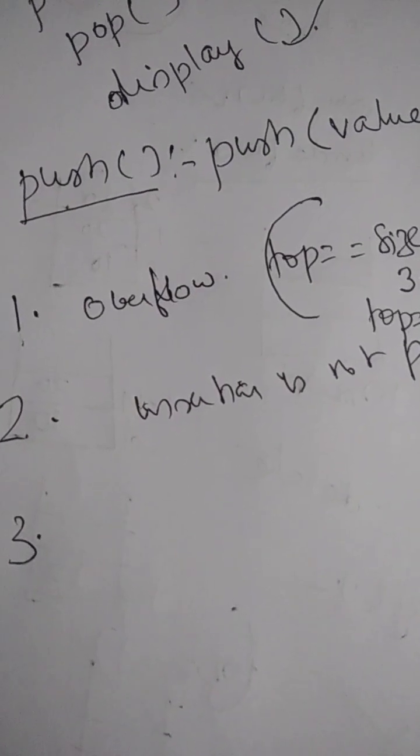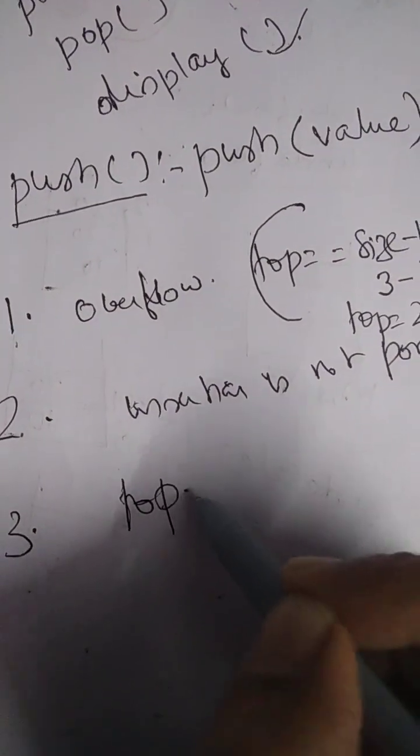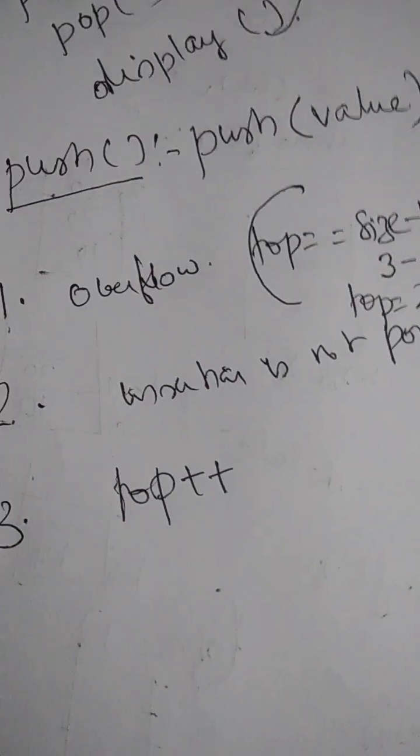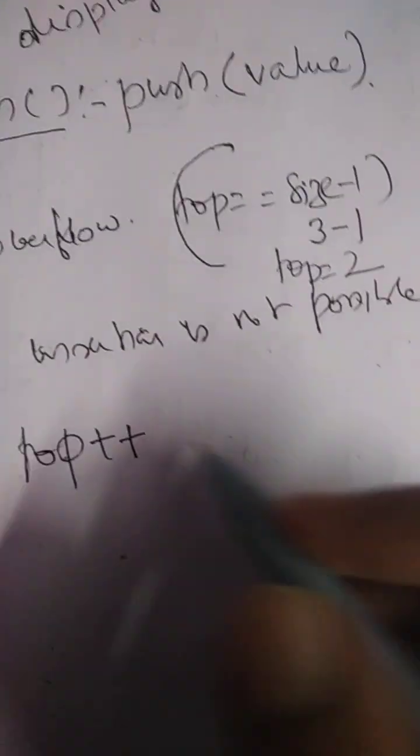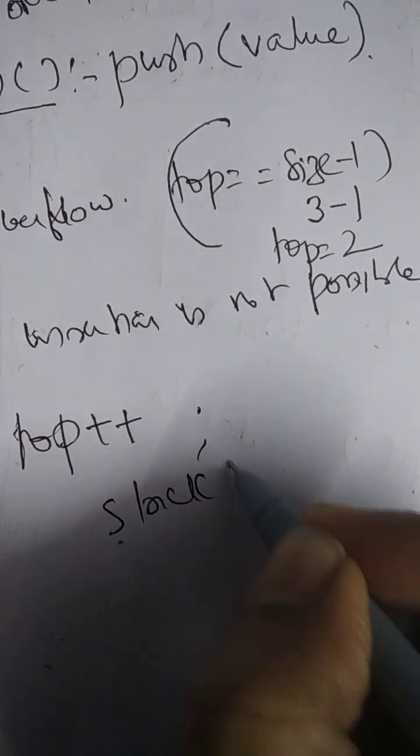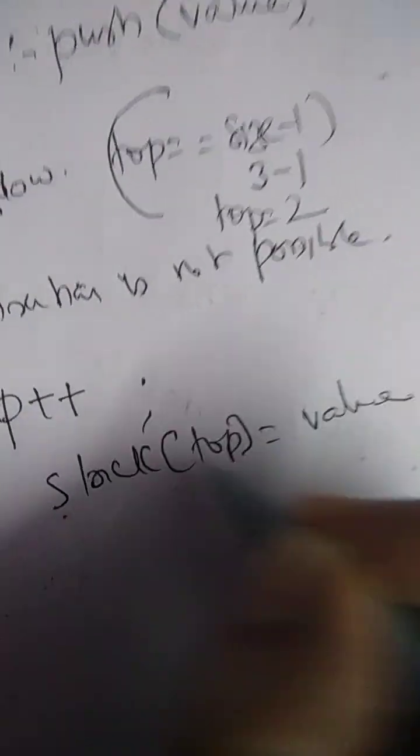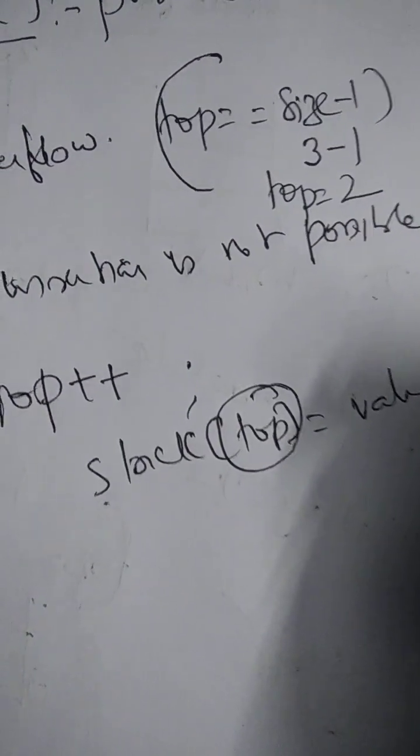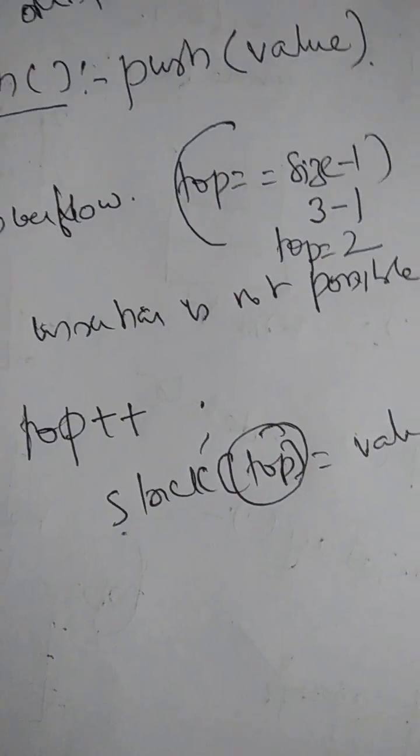Right. Next, step 3. If the condition is false, you have to increment the top variable by 1, top plus plus, and push the value like this: stack of top is equal to value. Why? Because in the stack, the value is inserted at the top position.